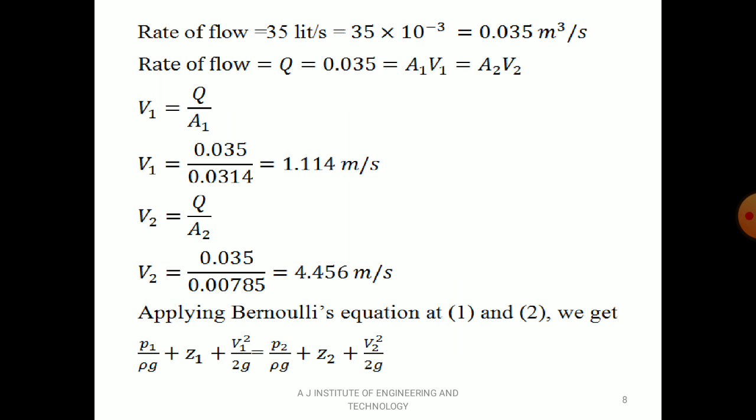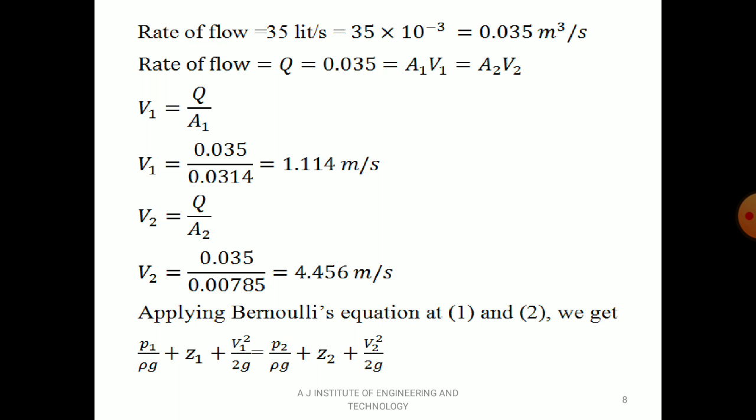Now we can use one equation and find the value of V1. So V1 equal to Q by A1, as Q is known and A1 is known. V1 equal to 0.035 divided by 0.0314, we get a value of V1 as 1.114 meter per second. Similarly, I can use Q equal to A2 V2 to find the value of V2. V2 equal to Q divided by A2, so 0.035 divided by 0.00785, that is the area A2. So the velocity is 4.456 meter per second.